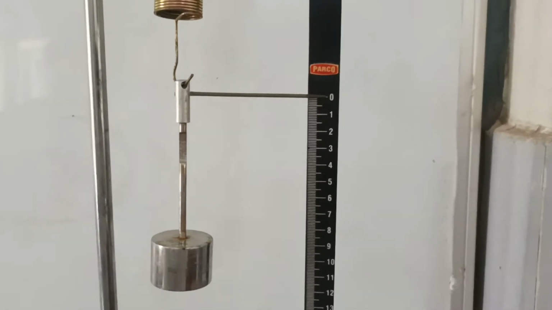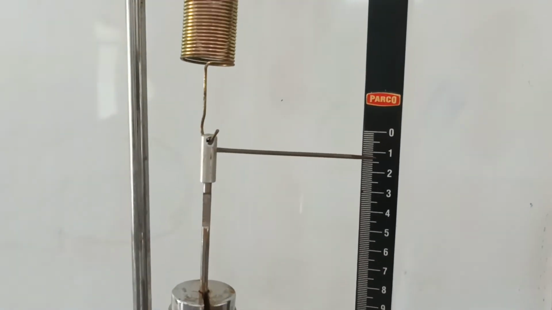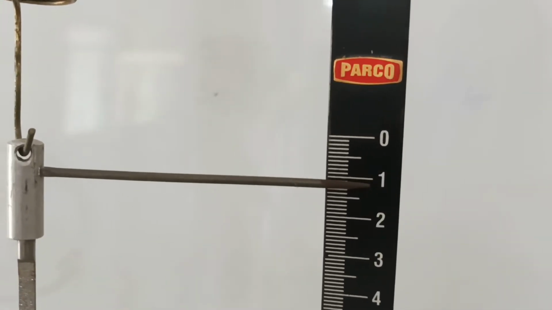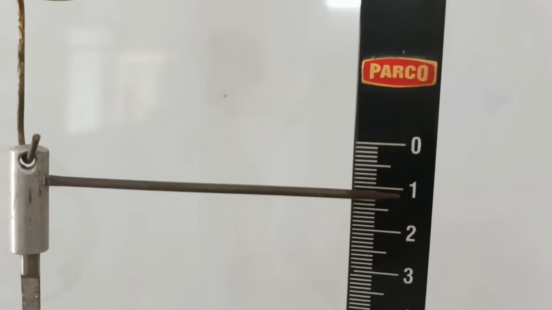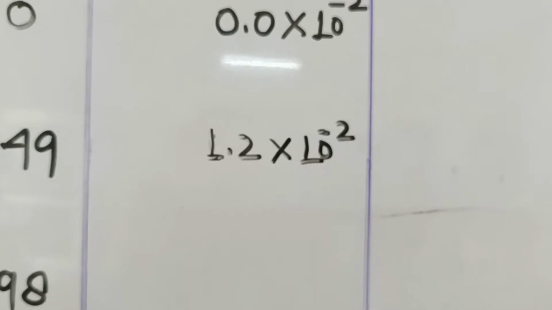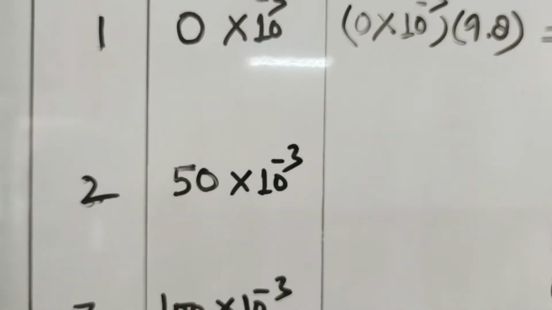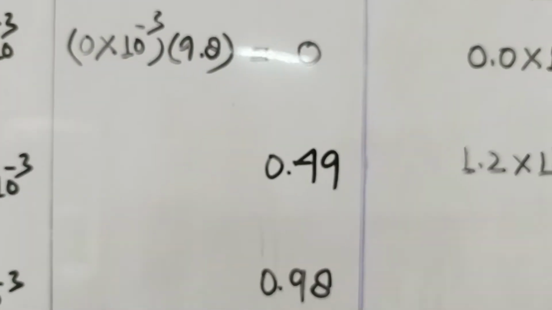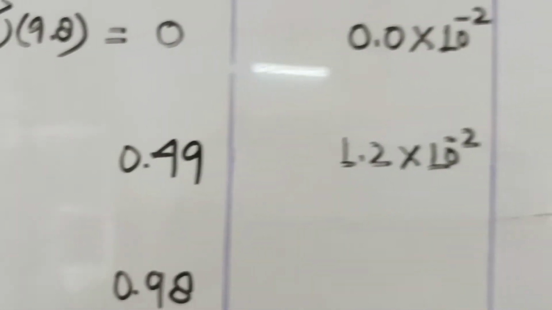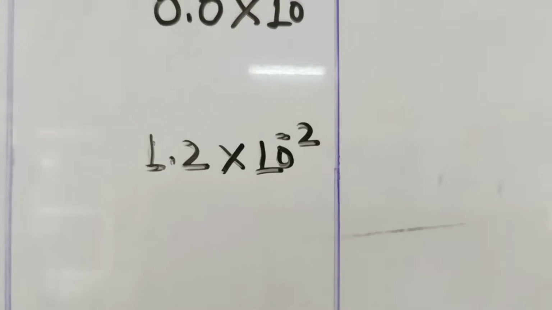Now we will add the first mass and see how the reading changes. You can see that it is 1.2, in fact it is overlapping the 1.2, so this is 1.2 centimeter. This is the reading recorded over here. For the first reading we used 50 grams, so 50 times 10 to the power minus 3 is in kg, and when multiplied by 9.8 it is 0.49 Newton, and the extension is 1.2 centimeter, which is 1.2 into 10 to the power minus 2 meter.